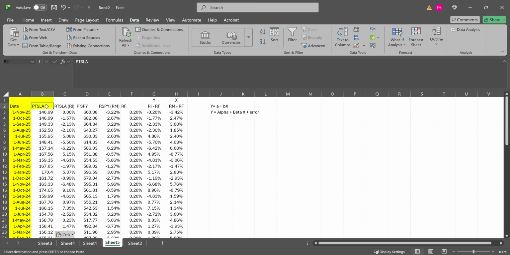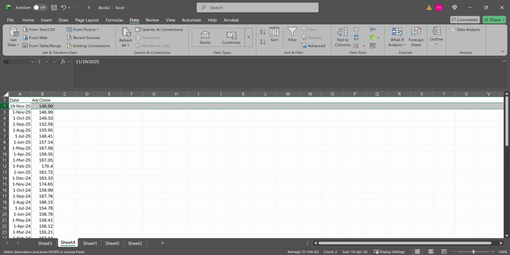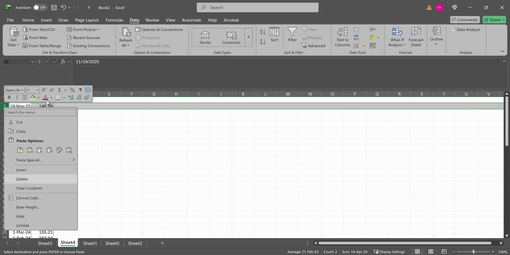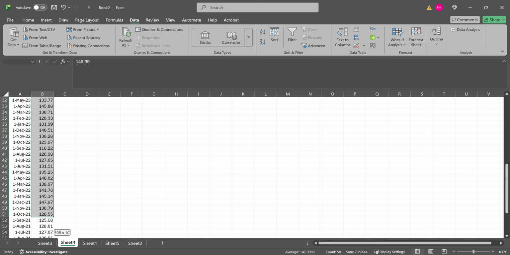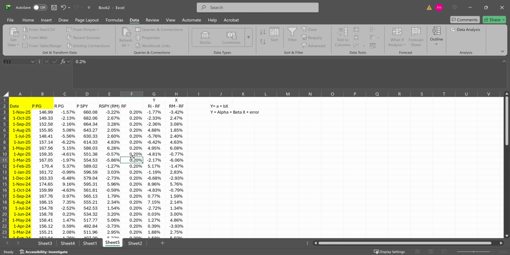So this time I have the price, and one more thing I forgot to do is that I need to remove this observation, 19 November 2025, before copying those values. So once you do this, all the values are automatically updated. Of course, now I'm talking about Procter and Gamble. So this is the return of Procter and Gamble, and so on. So let's see quickly what would be the regression results.